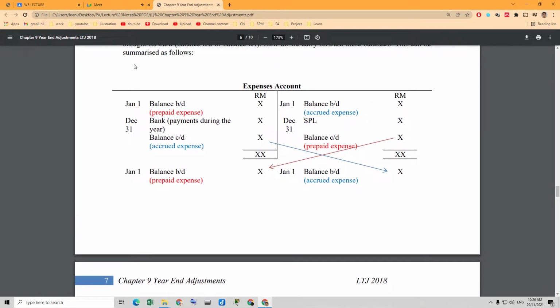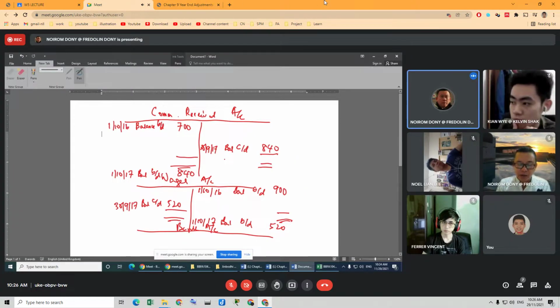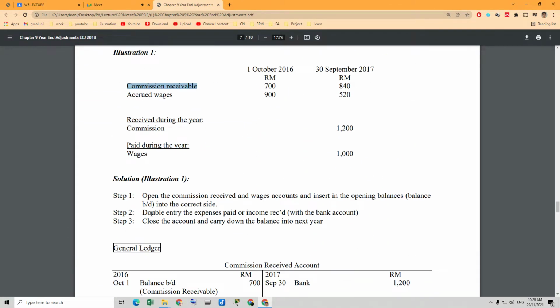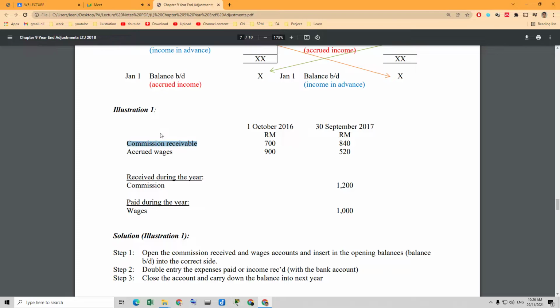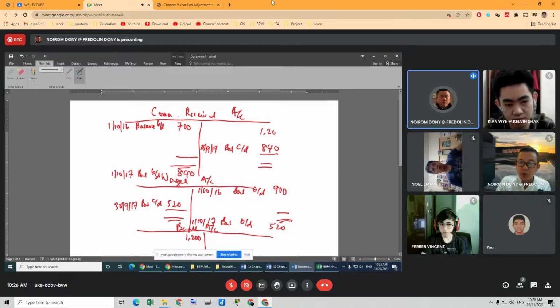Now I have recorded the opening and closing balance correctly. Then I need to read further. Now received during the year. Received during the year, meaning the bank will be debited, isn't it? 1,200. So knowing the bank is debited 1,200, the corresponding entry must be credited, which will be under commission received, 1,200, and then the particular here should be bank, and then the bank should be commission received.